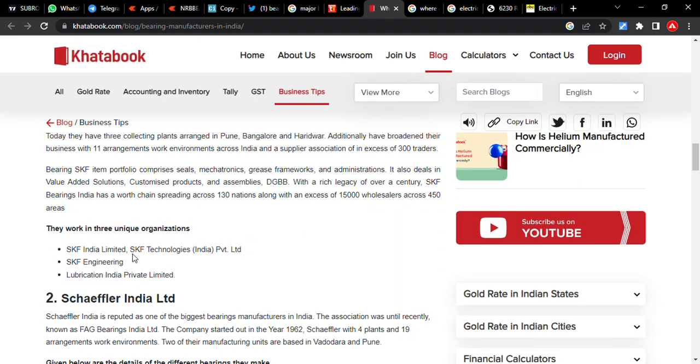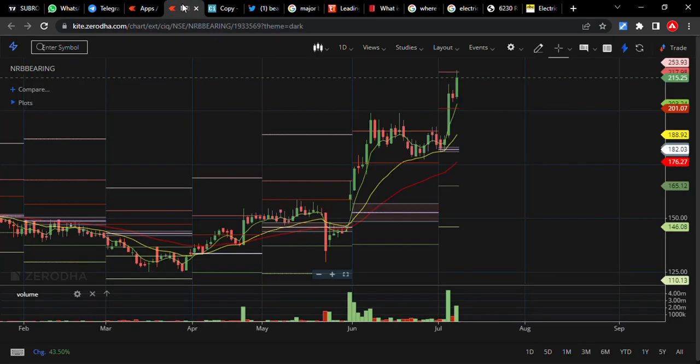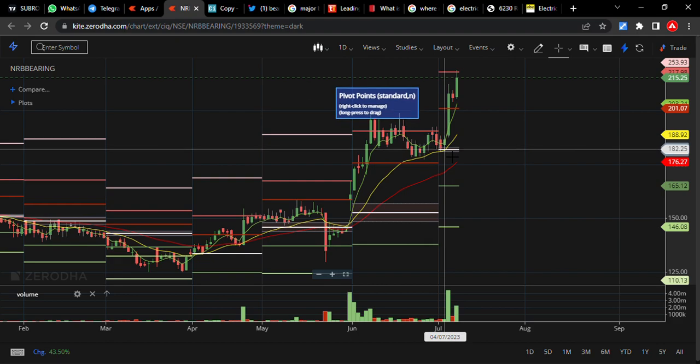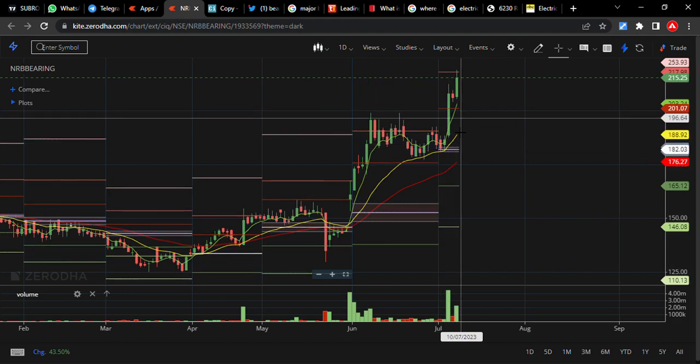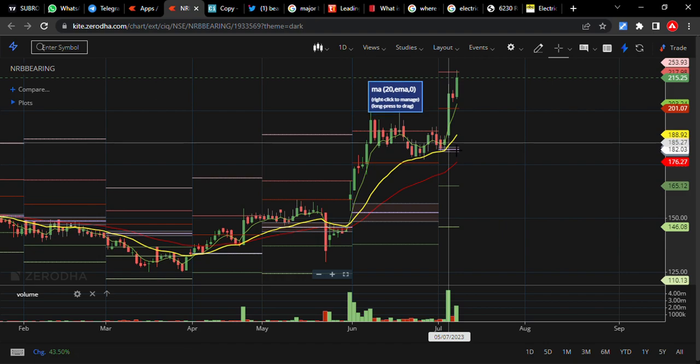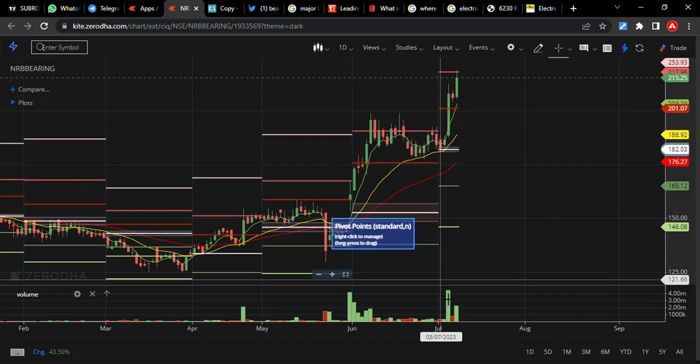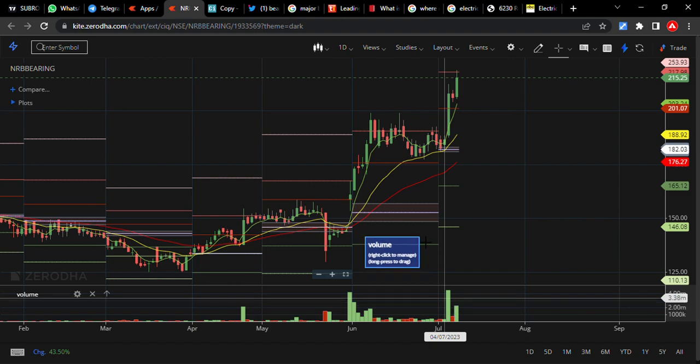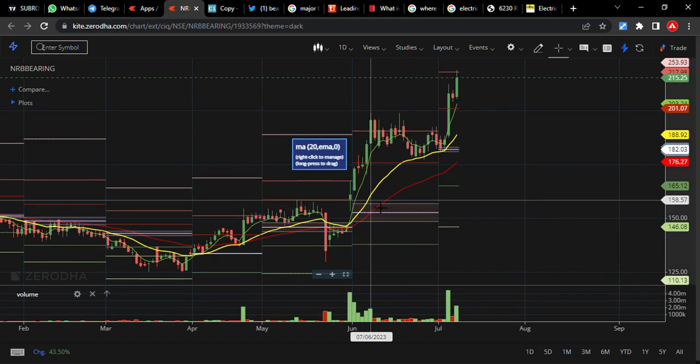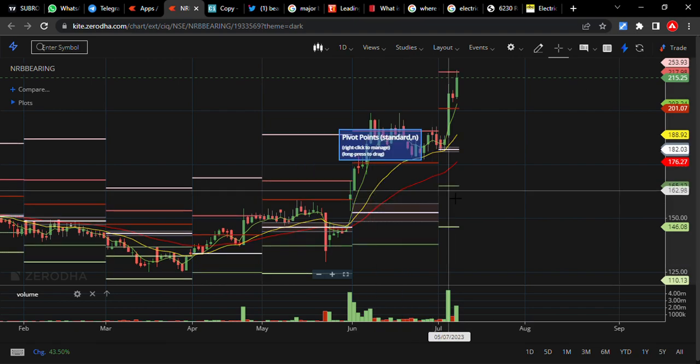I recently mentioned this stock in our Telegram already. Around these levels, from 185, see here, the stock moved with huge volumes. So friends, this is just the starting for this sector. In coming days, you are going to see an extraordinary move in this sector, friends. This is my view on upcoming growth driven companies.